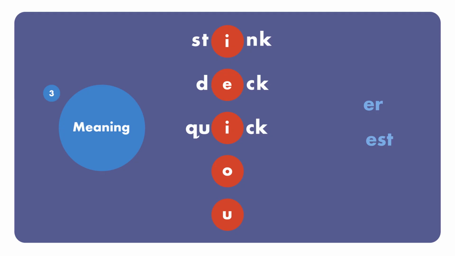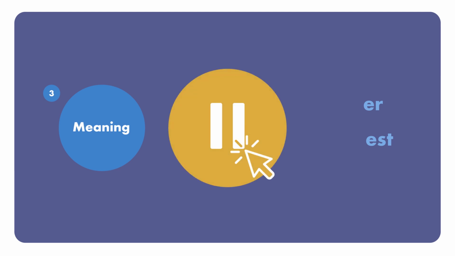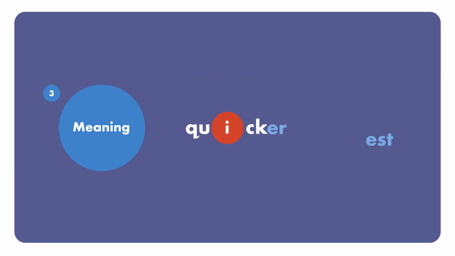word's meaning. One at a time, can you add the suffix er and est to the end of the word quick to create two new words? Read the two new words and explain what you think each suffix means. Putting the words into a sentence might help you. Quicker. The suffix er can mean more.